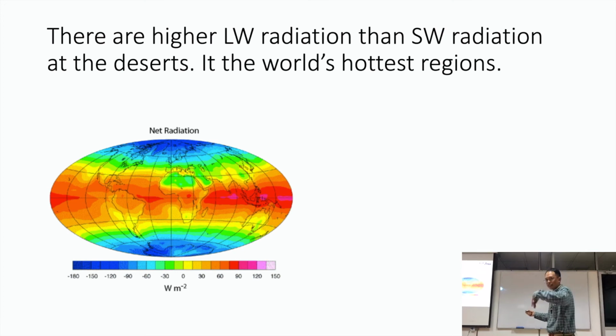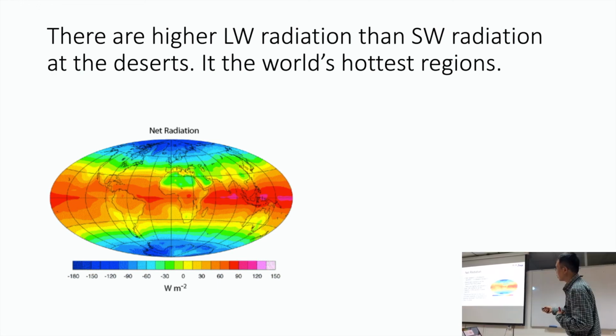Over here, there's net radiation that's hot. But because there's no cloud, it's dry, and the long wave is able to get removed straight away. So the long wave radiation here is higher than the shortwave radiation, and it becomes a lower value of net radiation here because of the activity of the surface. And usually if the long wave radiation is higher than shortwave radiation, it's the world's hottest region.